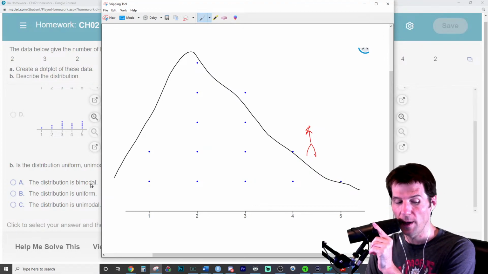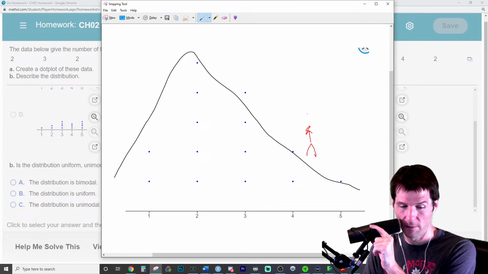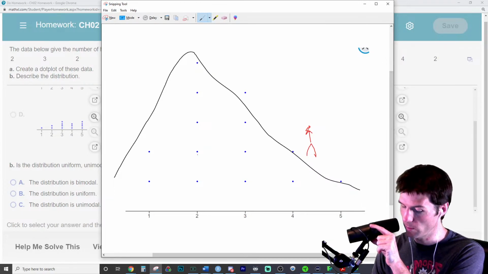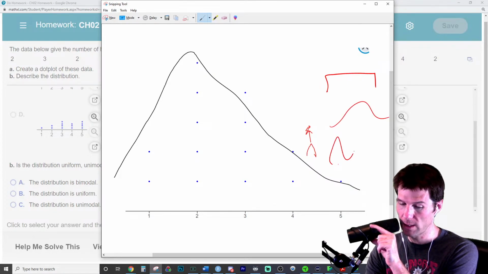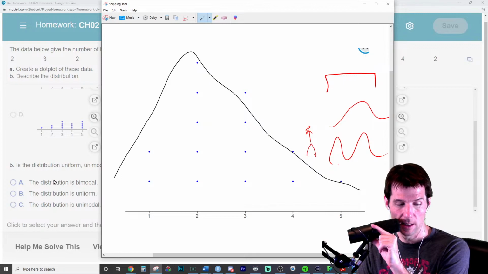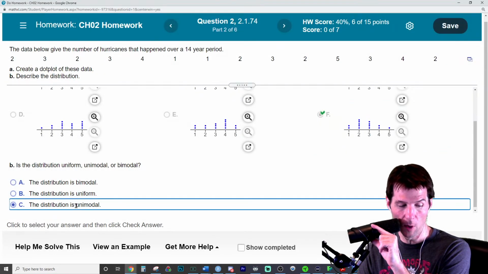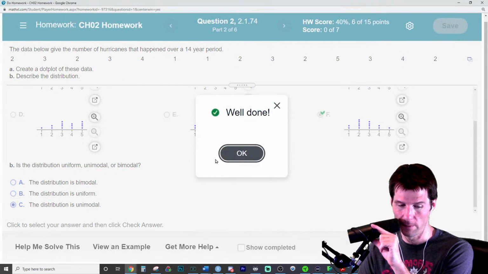Are there 2 peaks, bimodal? Is it flat? There's 1 peak, you're right. If it was uniform, it would look like this. That's uniform, that's unimodal, and that's bimodal when it has 2 clear peaks. It is very clearly unimodal, having 1 peak to the mountain.